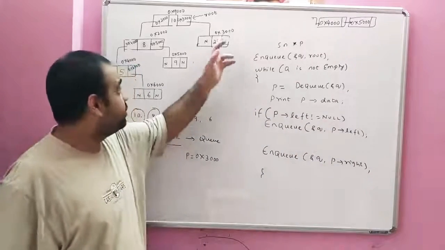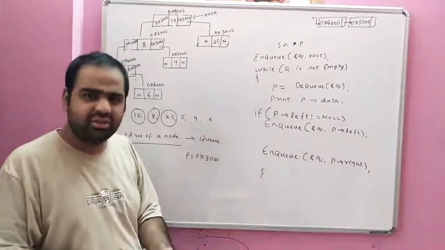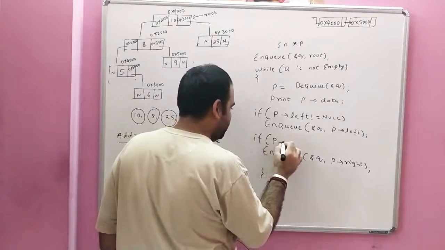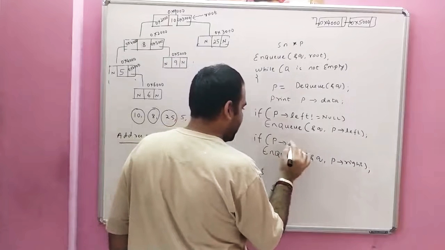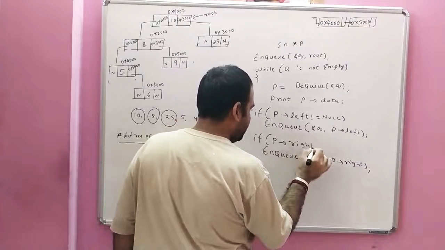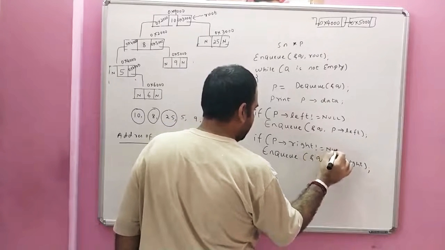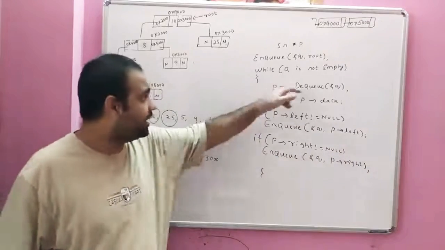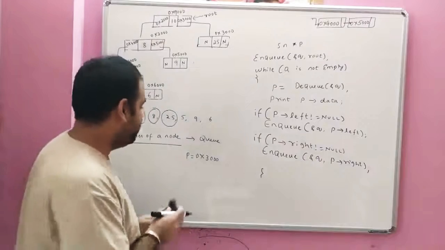Similarly, what is 3000 arrow right? It is null. Is it necessary to enqueue null over there? No. Therefore, I enqueue only if P arrow right is not equal to null. Now, what is P arrow right? 3000 arrow right is null. Null not equal, null is false. Go back. Q is not empty. Yes. P is equal to DQ.